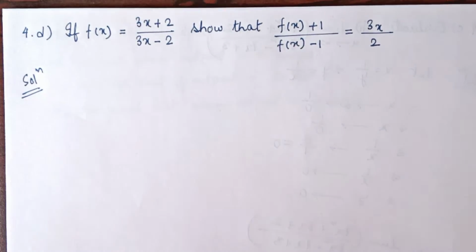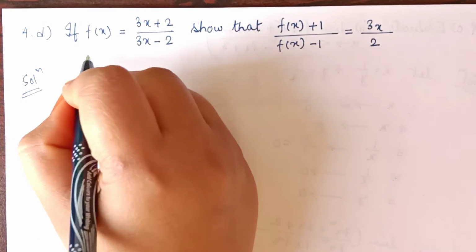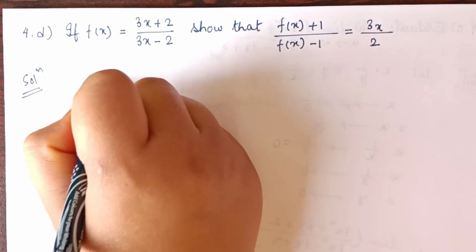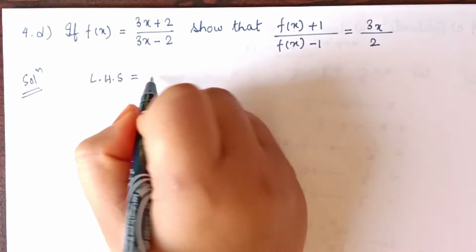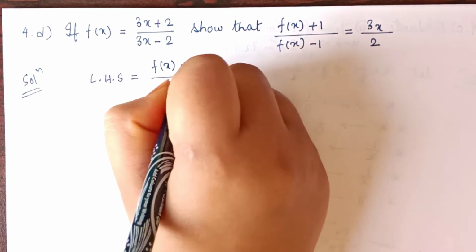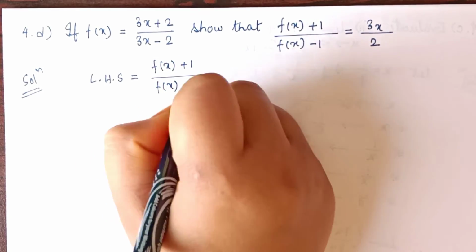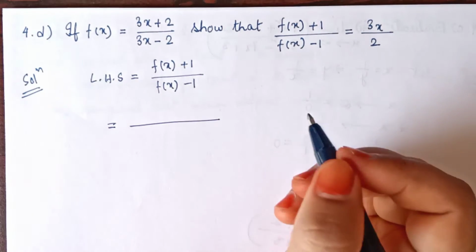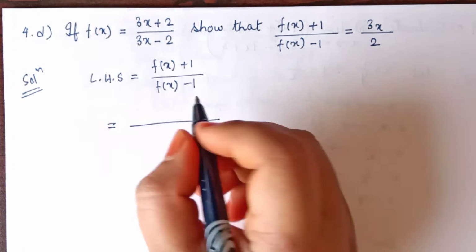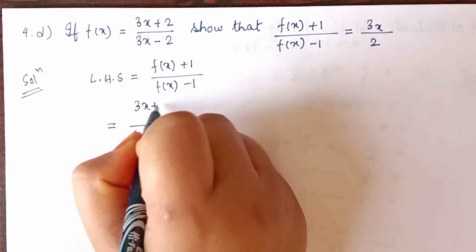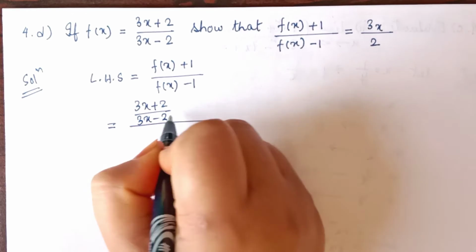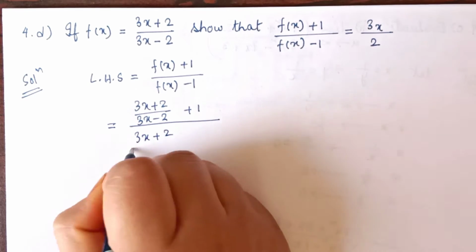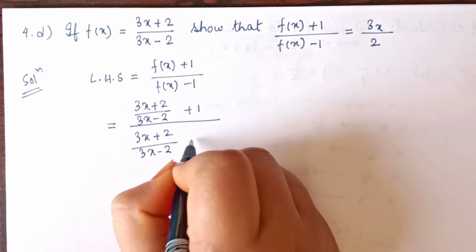Here f(x) is given this value. So let us start from the left hand side, this value (f(x) + 1) / (f(x) - 1). Now simply substitute what is f(x): ((3x + 2) / (3x - 2) + 1) / ((3x + 2) / (3x - 2) - 1).